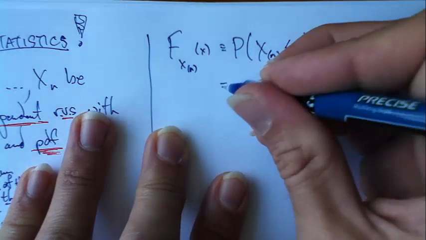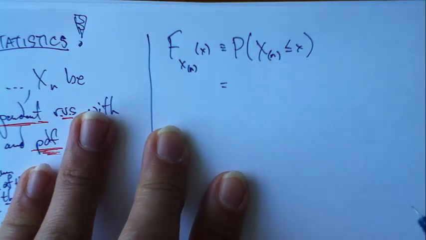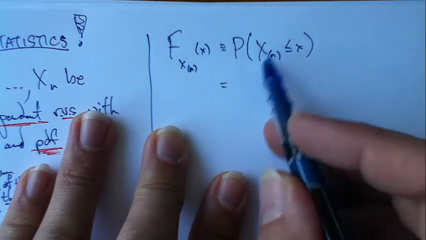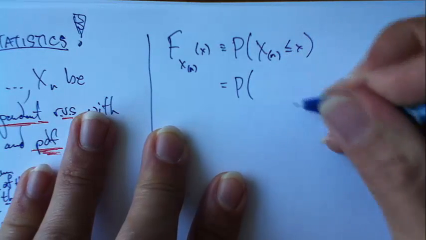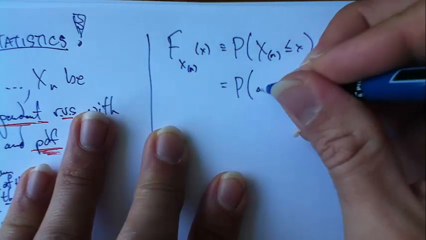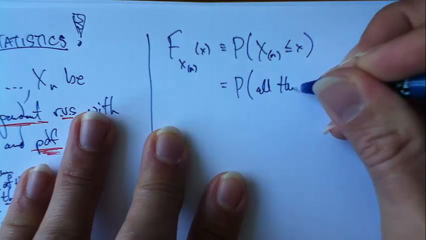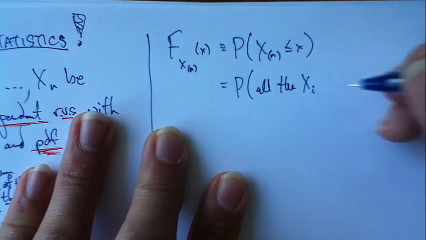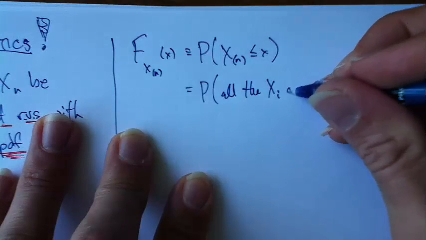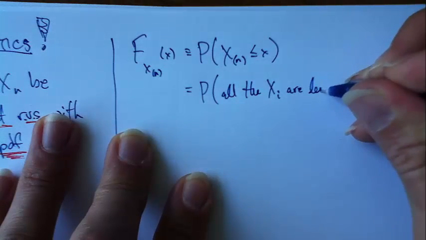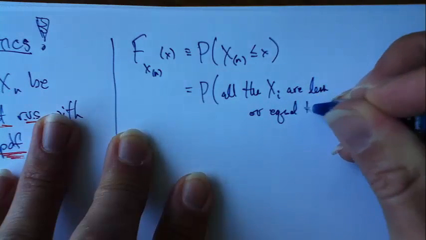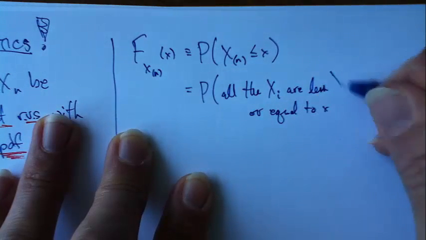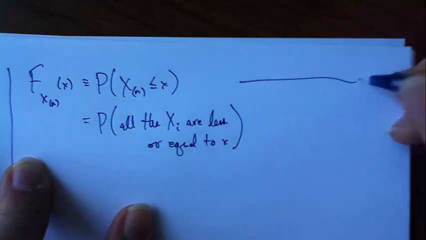And now here's how you can get at this. Note that the maximum of those x's is less or equal to little x if and only if all those x random variables are less or equal to little x. Okay, that's a really great observation to make.